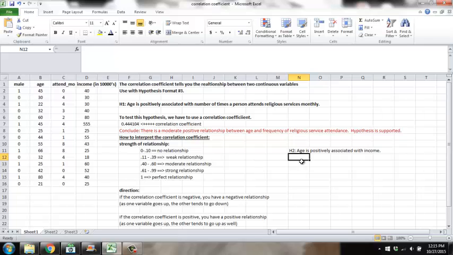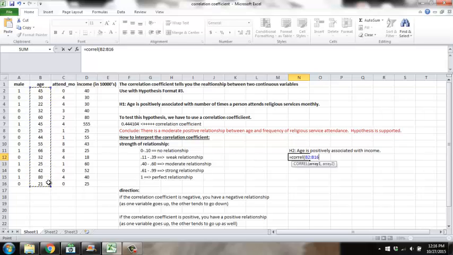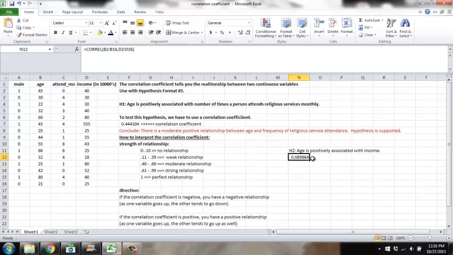I'm going to have to use a correlation coefficient because age and income are both continuous. So I say equal CORREL, then a parentheses, and I take the first variable, age, and I highlight it, and I put a comma, and then I take the second variable and I highlight it, and I put a parentheses, and I enter, and this is what I got, 0.09. So that's the correlation coefficient for the relationship between age and income.